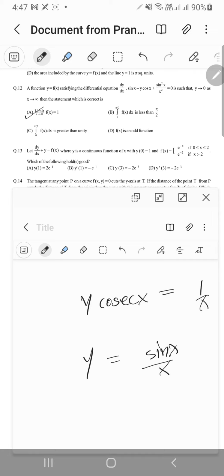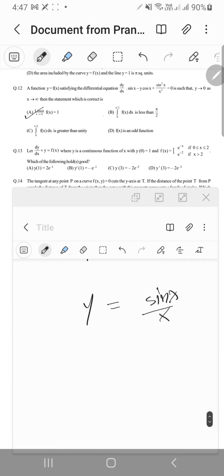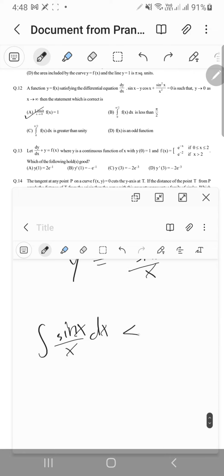Integration from 0 to pi upon 2. Hey, we already did this. We know it's less than pi upon 2. Wait, no, it's not less than, it's more than pi upon 2. Of course, it would be more than, wait, was this less than, something's not right. So integration of sine x upon x, it is less than if it was 1 dx over there. Yeah. Wait, yes, that's correct. That is in fact correct, of course. So yes, it's correct.